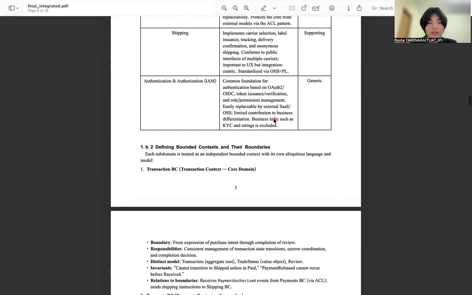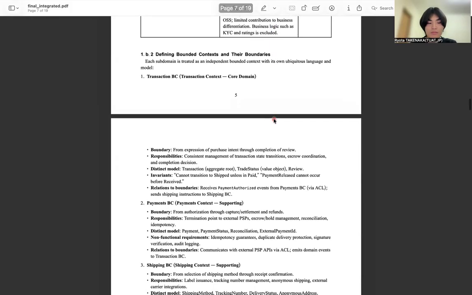The last is authentication and authorization. This is the login and user management system. It's a solved problem and can be replaced by external tools, so it is generic. For each subdomain, as detailed in this next part, we define a bounded context.